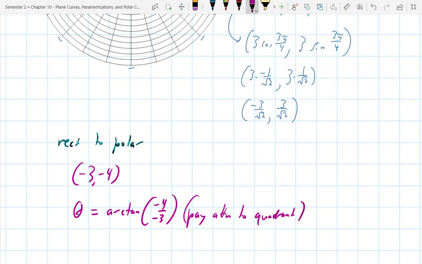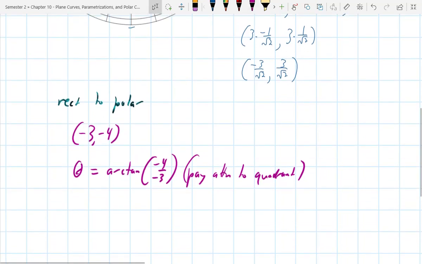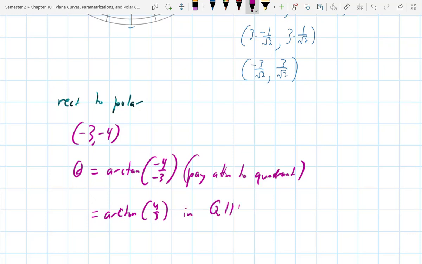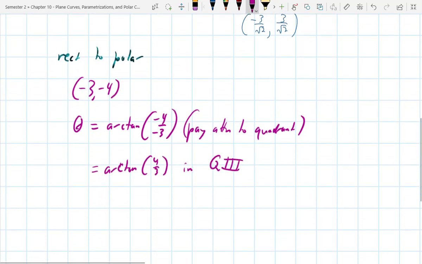So your book is going to ask you to do between 0 and 2 pi for the angles. Arctangent only outputs negative pi over 2 to pi over 2. So especially with the negative angles, you're going to have to interpret where that is. I'm going to leave this in its exact values. So the arctangent of 4/3 in quadrant 3, which is where I want this to be, is actually what angle?